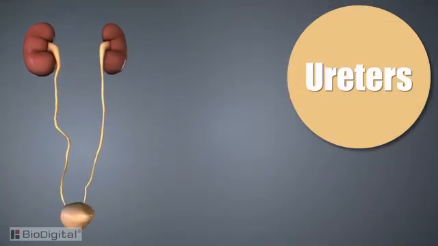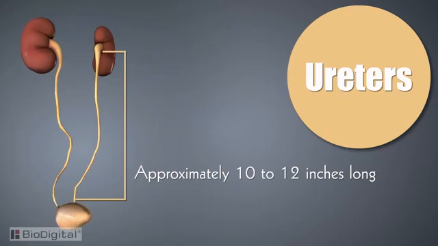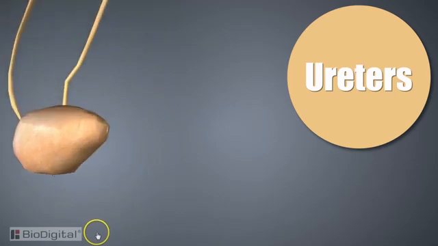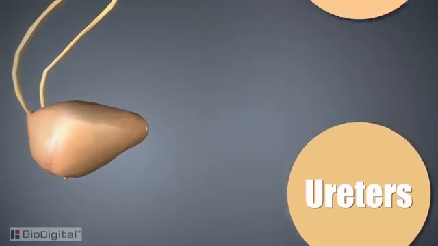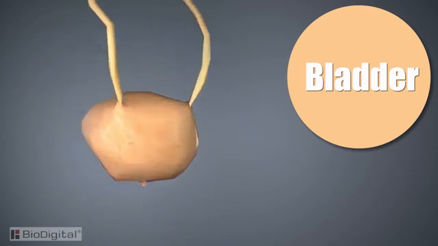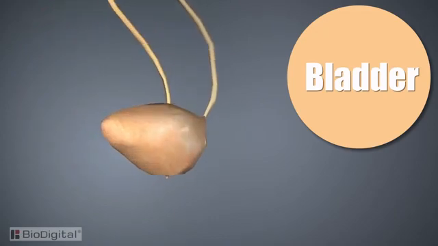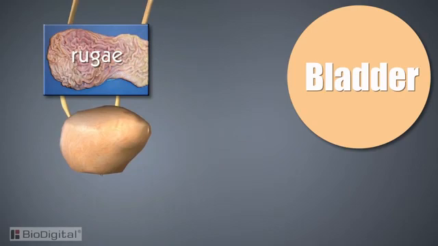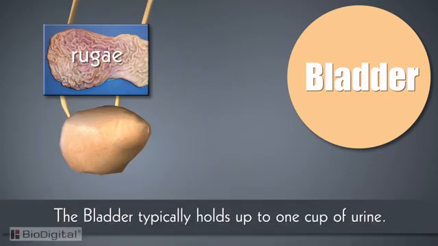The ureters are 2 muscular tubes, approximately 10 to 12 inches long, extending from the renal pelvis of each kidney to the bladder. Now the bladder is a hollow sac, much like the stomach, lined by a series of folds called rugae. The purpose of these folds is to allow the bladder to expand as urine is collected. The bladder typically holds up to 1 cup of urine and sometimes more until the urge to void or urinate is turned on.